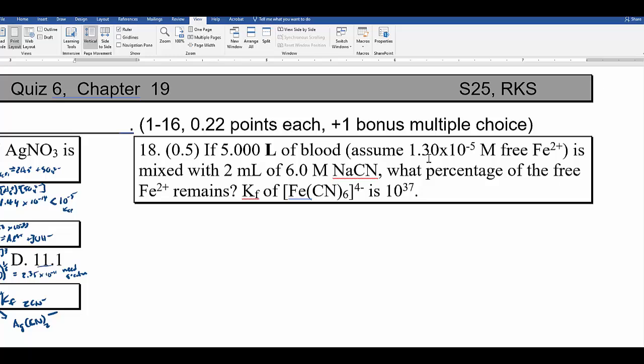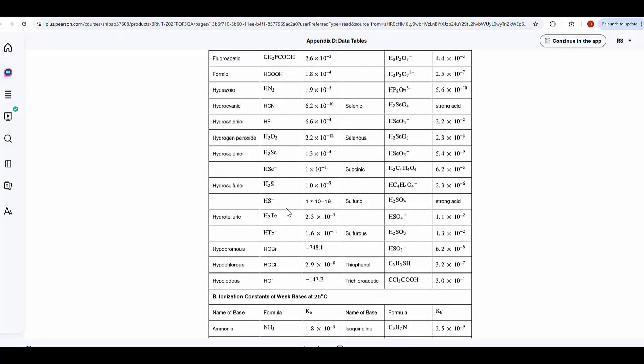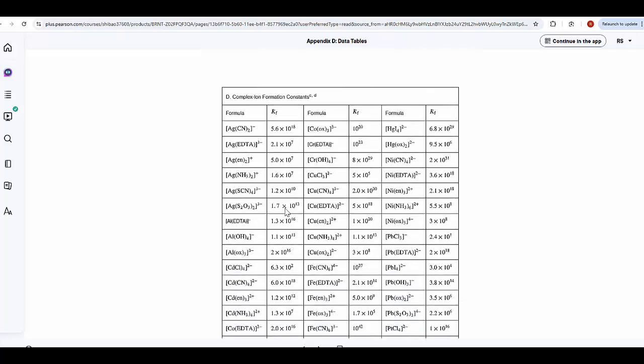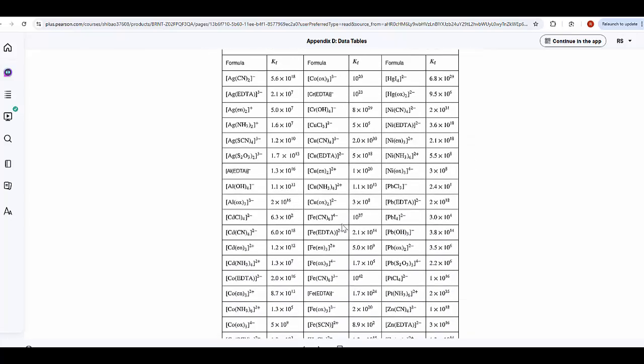All right, so what's going to happen is iron 2 plus is going to be attacked by the cyanide. And how many cyanides attack it? Well, I don't know. Once you start looking at the chart, then you'll know it's 6. And looking at the chart, you don't have to memorize these things. You can just look it up here. It's okay. Look it up. Yeah. Iron is coordination number 6.